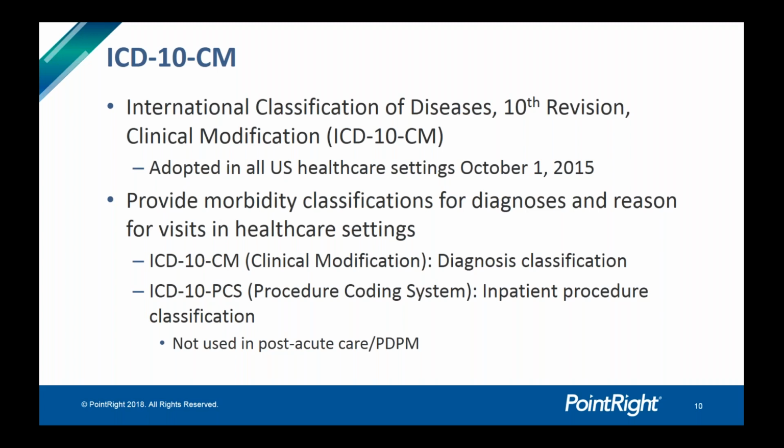Now, when you go to buy an ICD-10 manual, you're actually going to see two different manuals. You need the ICD-10 CM manual. That's the clinical modification, CM. This is the diagnosis classification. The other manual is the ICD-10 PCS, or Procedure Coding System. This is what is used to code inpatient procedure classifications. So post-acute care really doesn't use those. They're not really related to PDPM classification. So, you know, if the one manual is enough, trust me.